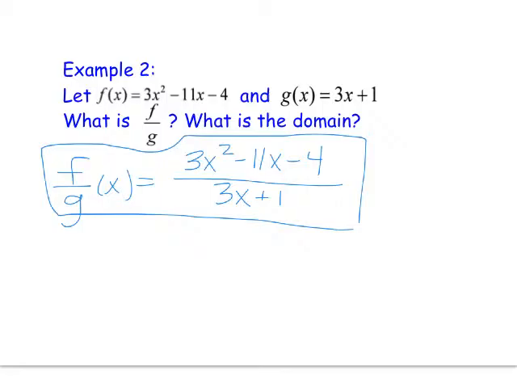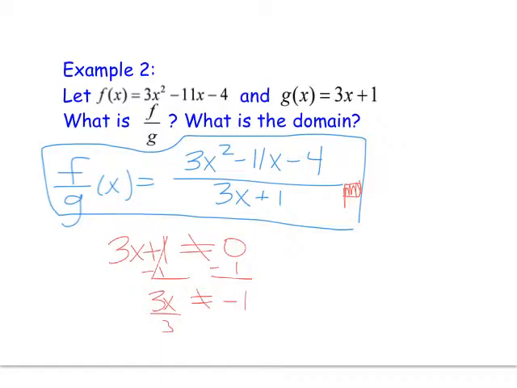Do we have any x's under radicals? No. Do we have any x's in denominators? Yes, right here. So we have to say this entire expression is not allowed to equal 0. So we have our little red flag here. So 3x plus 1 is not allowed to equal 0. Solve this by subtracting 1 on both sides. So 3x is not equal to negative 1. Divide by 3, and x then is not equal to negative 1/3.